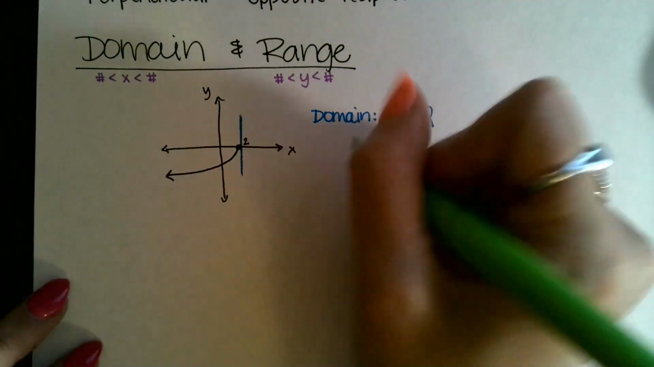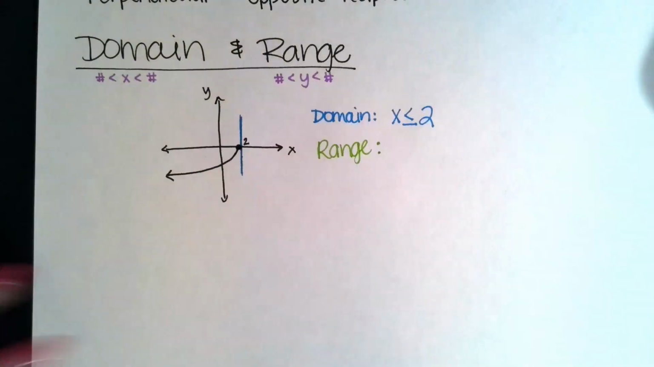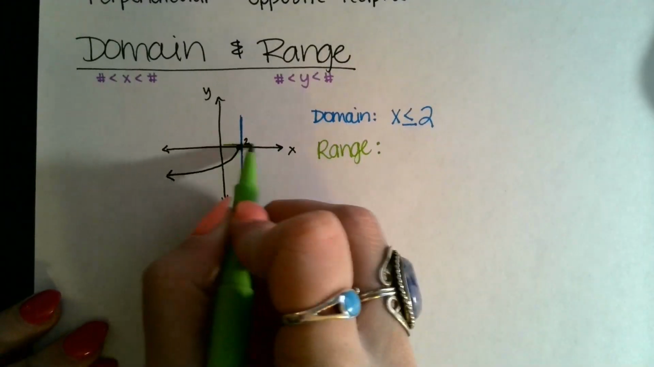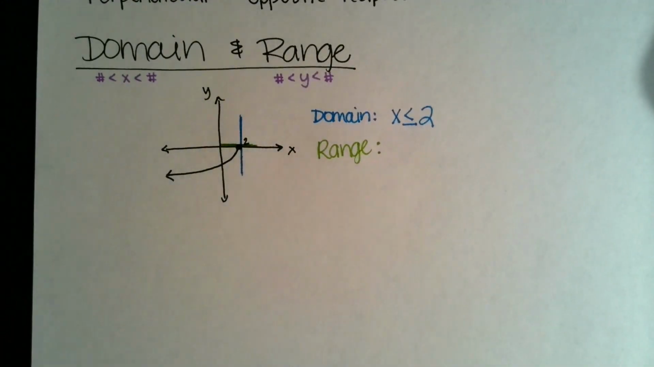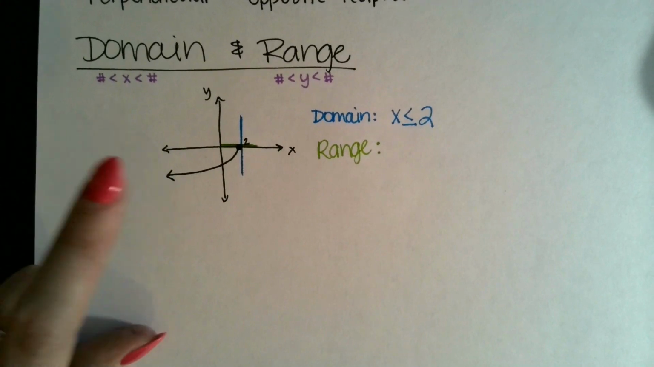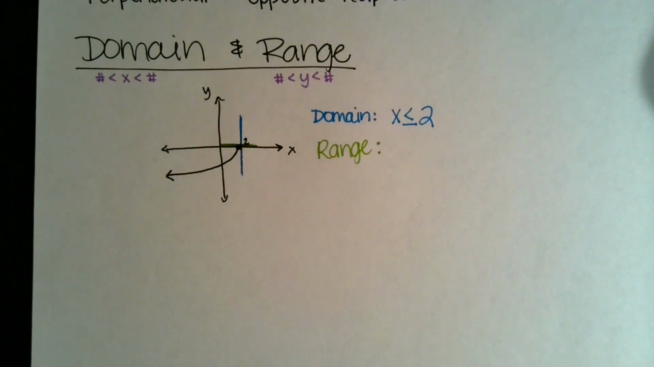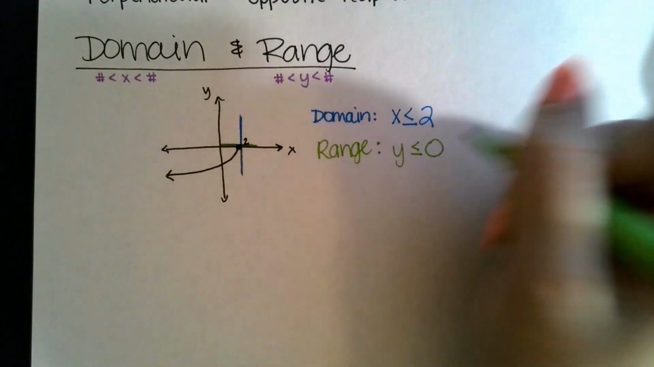Great. All right. For the range, that's our y values, so that's how tall our graph is. Okay? We do have an upmost boundary right here, but there is no bottom boundary because of that arrow. So the graph exists entirely below the x-axis, which is y is less than or equal to 0.